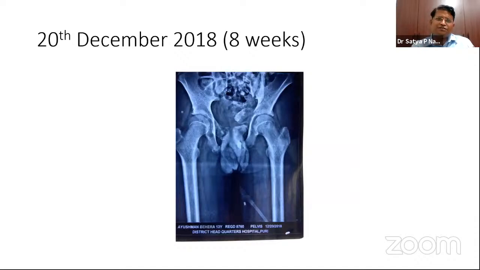And this is the 8 weeks X-ray. The patient had gone home. Then he came back after 8 weeks. He had actually come for his urethral repair, he had come for the urologist. Then I did the X-ray, and I found this X-ray at that time.